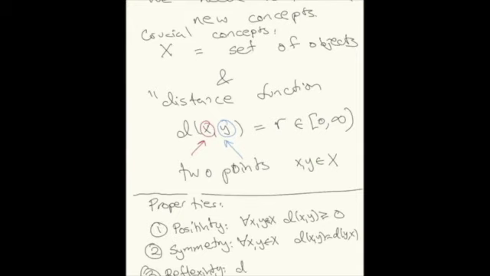And three is reflexivity. That first of all, the distance from x to x is equal to 0. And in general, if you have two points, then d(x, y) being equal to 0 is equivalent to x being equal to y.